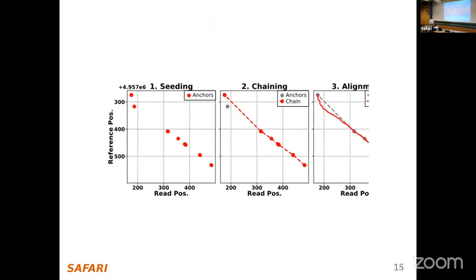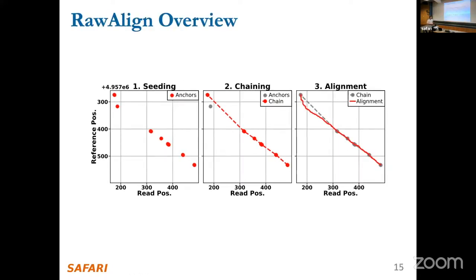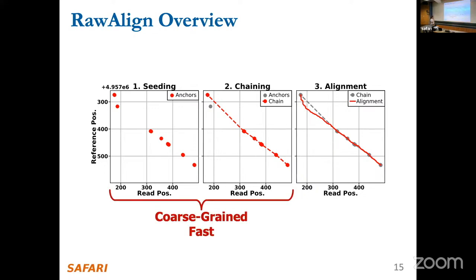What we now have in RawAlign, note the title changed, is an alignment step afterwards. The alignment step does a much more fine-grained evaluation. It comes after chaining. The key idea here is that while the first two steps are relatively coarse-grained comparisons between the two signals, they work fast. The alignment step is a much more fine-grained comparison, but it's also highly accurate.